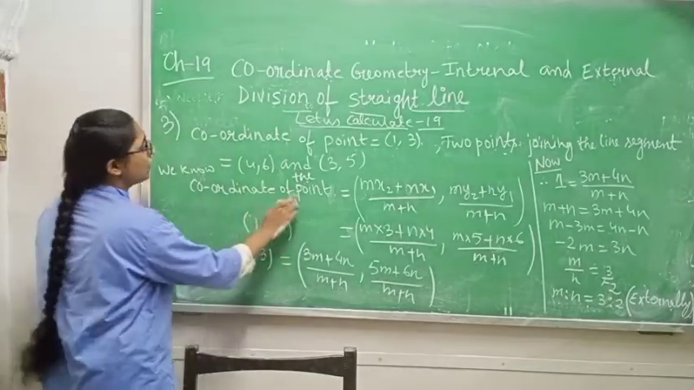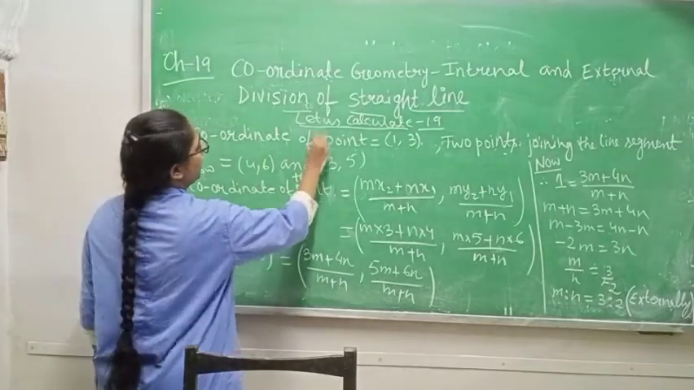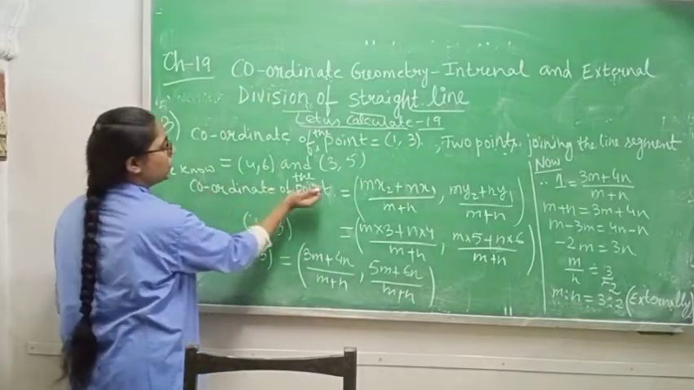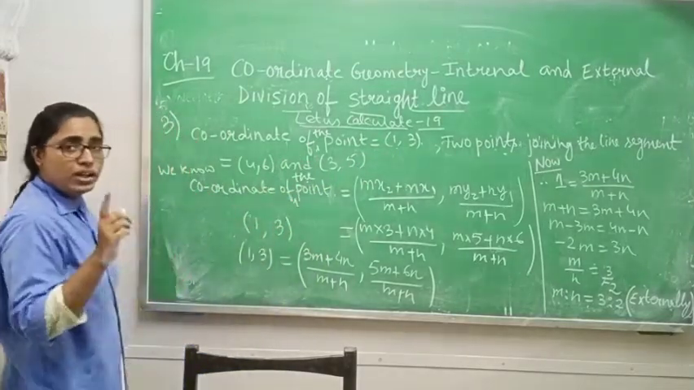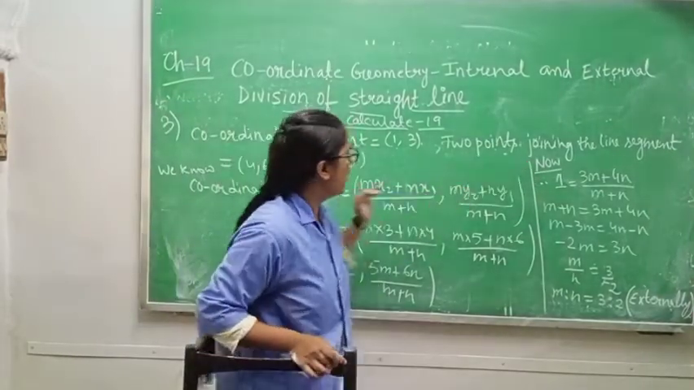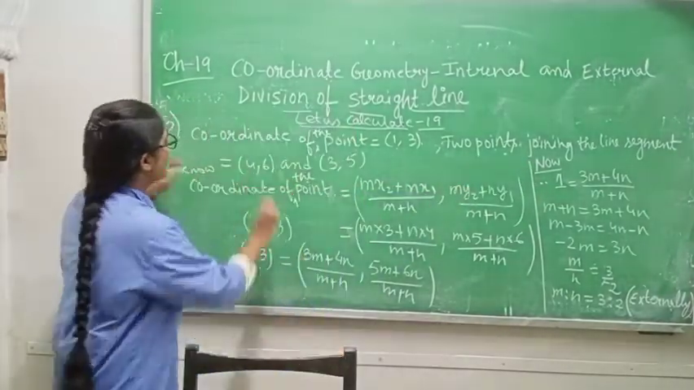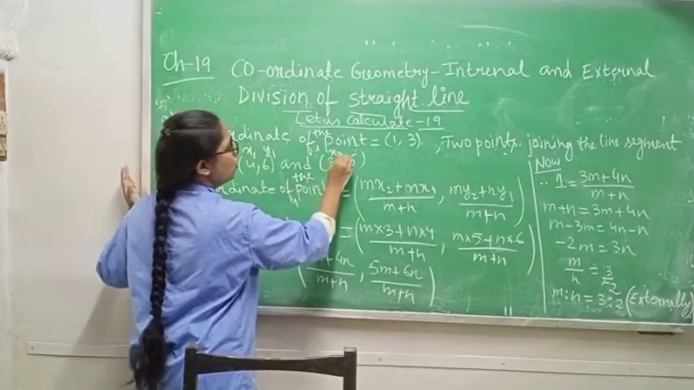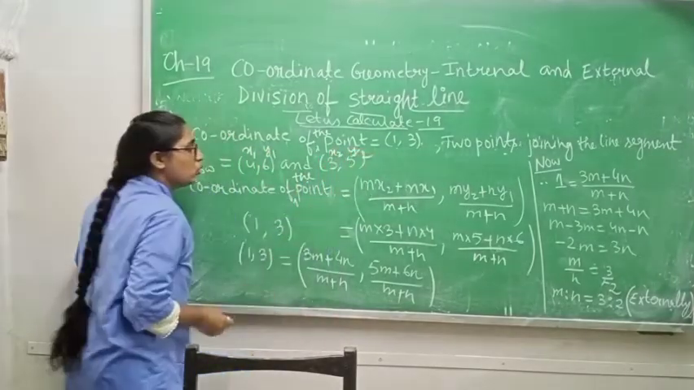Now coordinate of the point is already given, 1, 3. So in coordinate of the point, please write 1, 3. Okay, and the 2 points joining the line segment, this one is x1, this one is y1, this one is x2 and this one is y2.